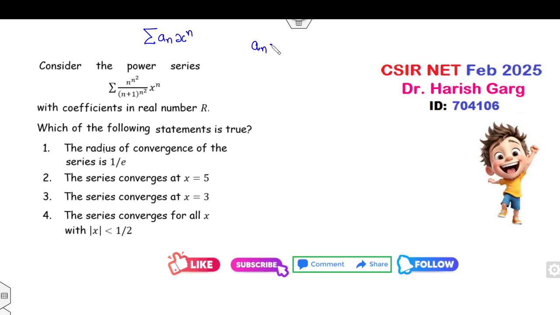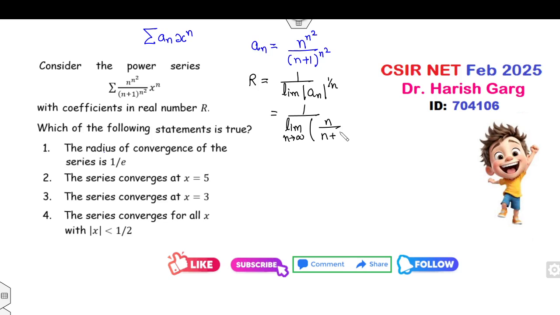If you compare the value of a_n, it's n square divided by (n plus 1) to the power of n square. How can you find the radius of convergence? Which is 1 over the limit of a_n raised to the power 1 over n. So if you substitute the value, it is 1 over the limit as n approaches infinity. If you substitute n divided by n, it will be here. 1 square will be cancelled out. So can you find the limit of this? It will be the limit.